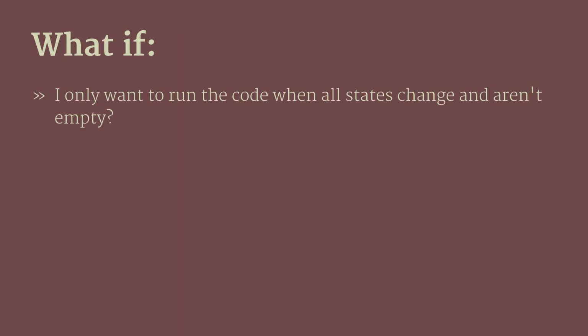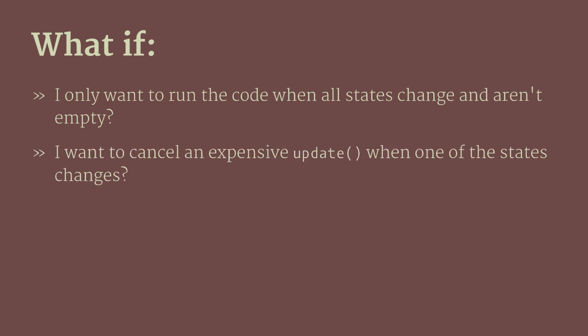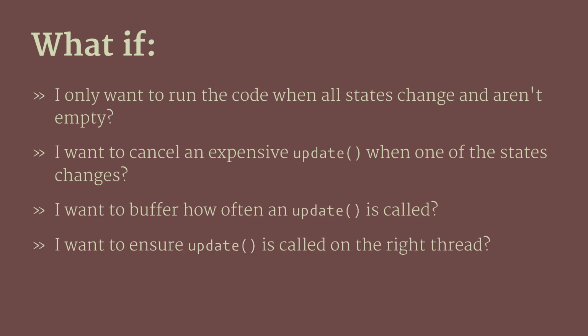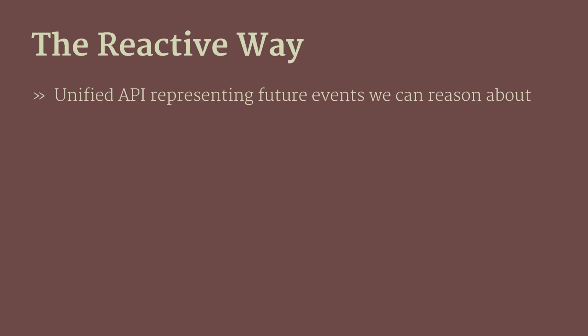So what if I only want to run the code when all states change and aren't empty, not just when one changes? Or what if I want to cancel an expensive update operation when one of these state changes? And what if I want to buffer how often an update is called? Or what if I want to ensure update is called on the right thread? Well, let's look at the reactive way of doing this.